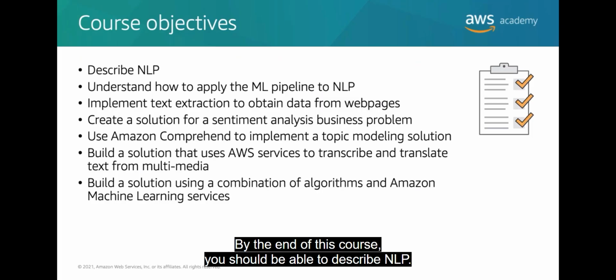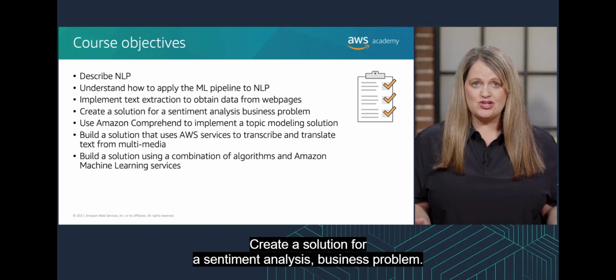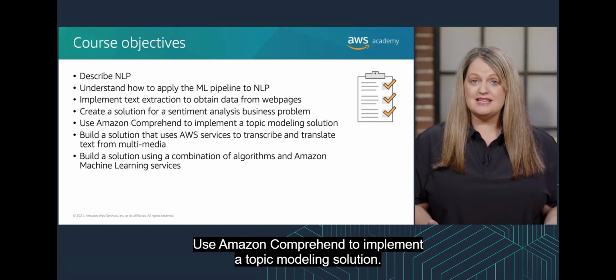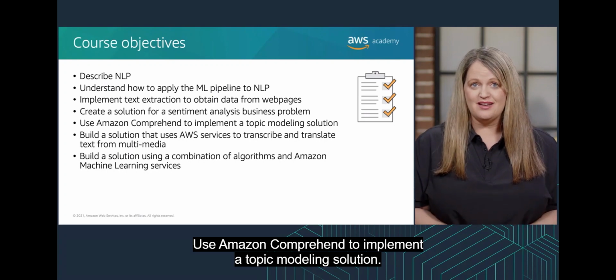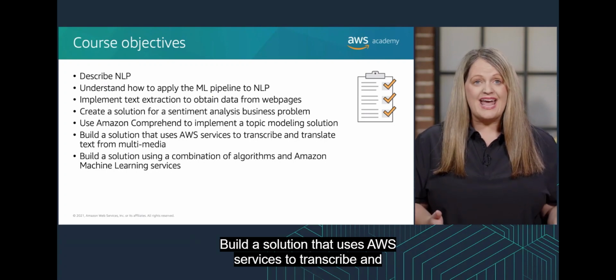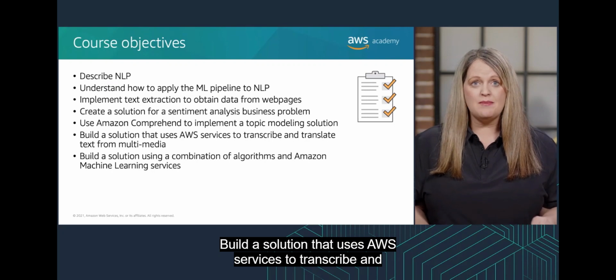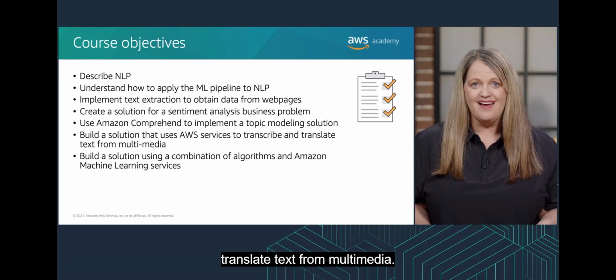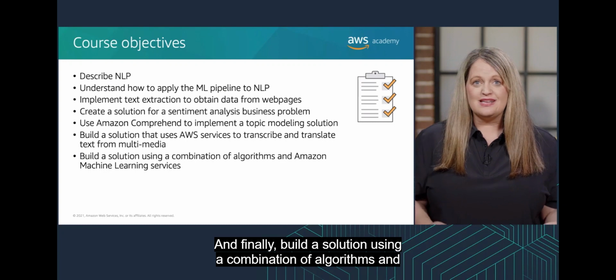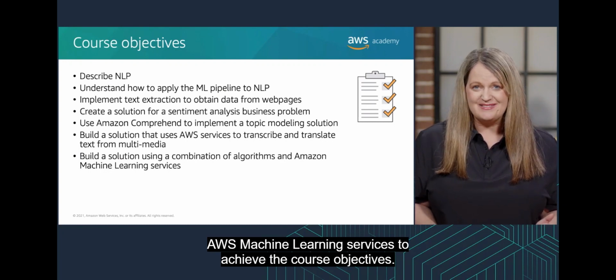By the end of this course, you should be able to describe NLP, understand how to apply the ML pipeline to NLP, implement text extraction to obtain data from web pages, create a solution for a sentiment analysis business problem, use Amazon Comprehend to implement a topic modeling solution, build a solution that uses AWS services to transcribe and translate text from multimedia, and finally, build a solution using a combination of algorithms and AWS machine learning services.